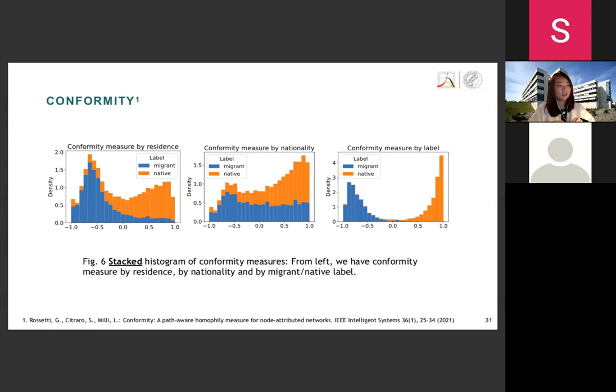In the second plot, however, we see that there is a stronger tendency to follow nationality labels when creating social links for migrants. And lastly, we observe a completely different picture when looking at the migrant or native label, which tells us that migrants tend to connect with natives rather than other migrants on Twitter.